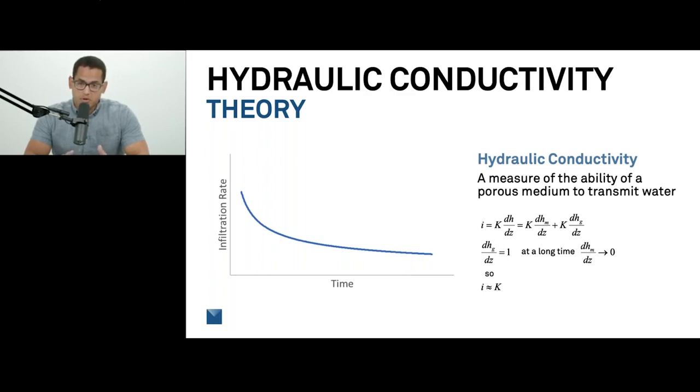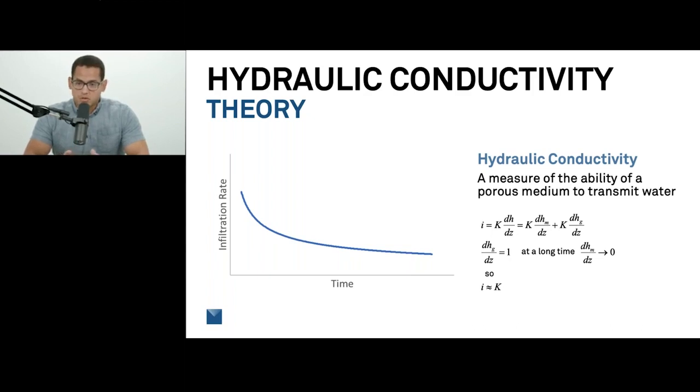Once we hit that point, we can assume that our infiltration rate is approximately equal to the hydraulic conductivity. Now we do need to apply some other correction factors, like the ponding height and things like that, to remove those effects. But that can all be done relatively easily with math. So this is your typical infiltration curve.